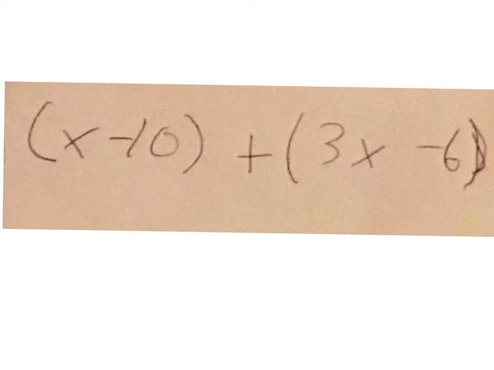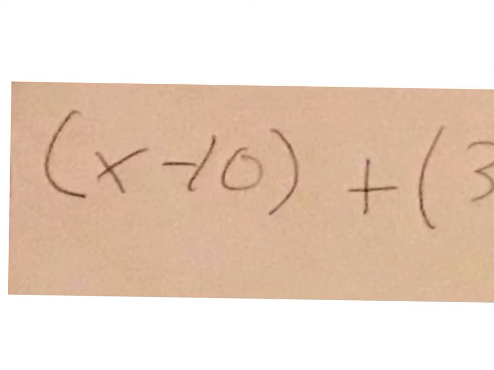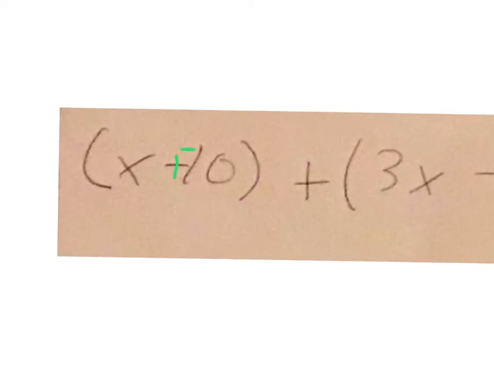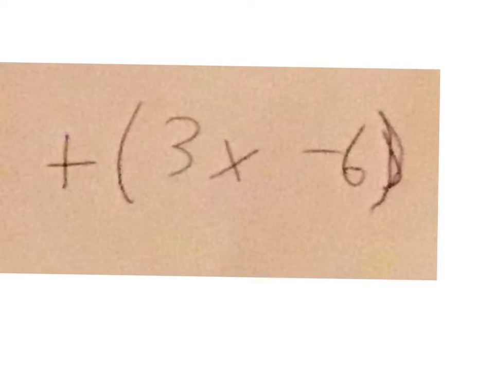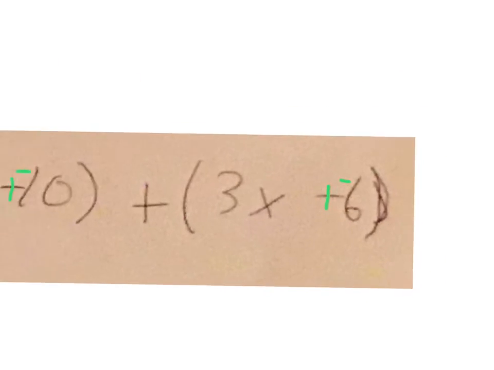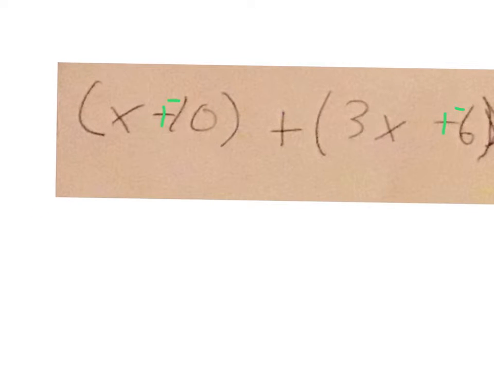So for this problem, all we're doing is adding. So what we can do right away is change this minus sign into a plus sign and change the 10 into a negative 10. Then we can change this subtraction sign into a positive sign and make the 6 negative 6 also. So now we can just add. So negative 10 plus negative 6 is negative 16.